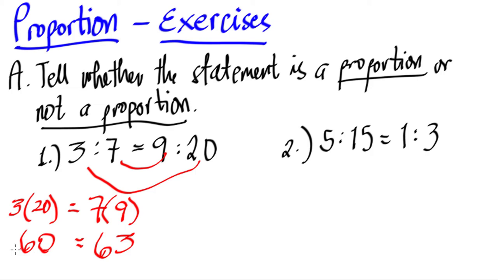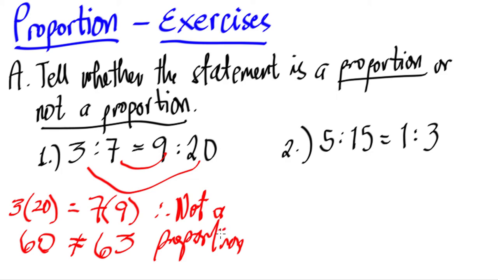So since 60 is not equal to 63, therefore we can say that number 1 is not a proportion. Okay, that is the word proportion. Sorry for my penmanship. So that's it for number 1. Are you correct there? Hopefully you are.